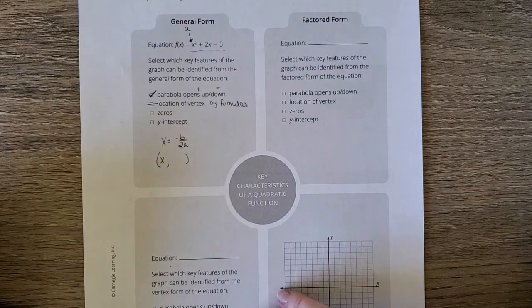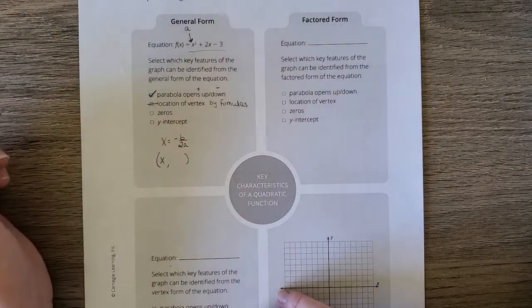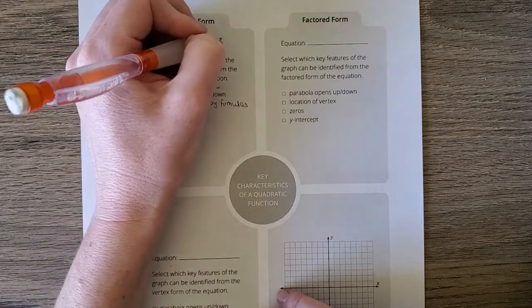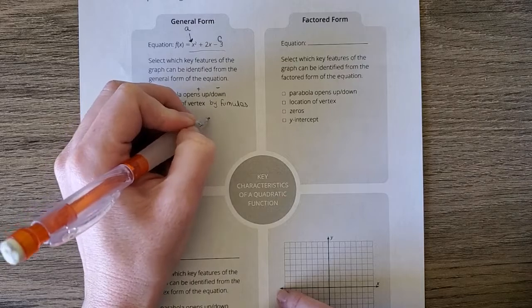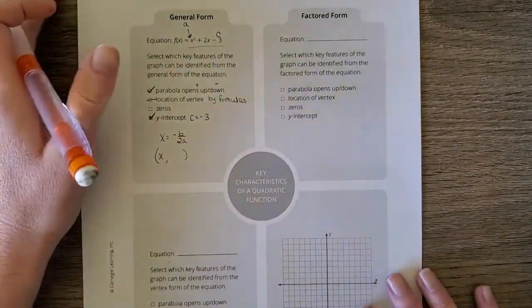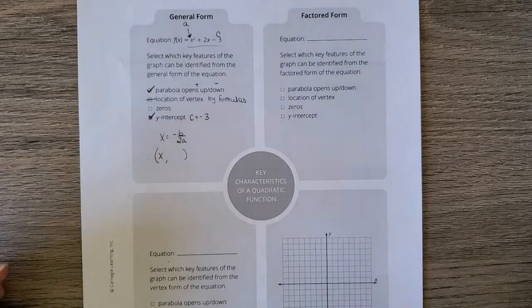The zeros, can we find the zeros from general form? No. Can we find the y-intercept? Well, definitely directly we can find the y-intercept, because hopefully you remember c is the y-intercept. So what we're going to do next is graph this. Even though it's not the order it's in, it's going to be more helpful in a minute for some of the other stuff we're going to do.